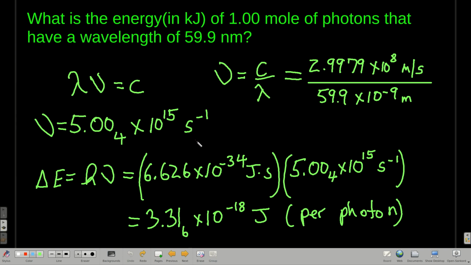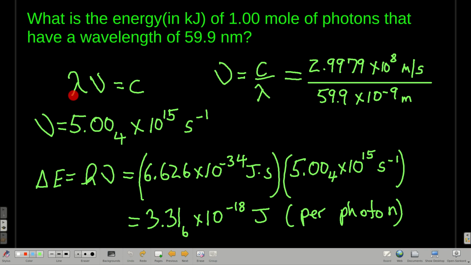So here's an example. We want to find the energy in kilojoules of 1.00 moles of photons that have a wavelength of 59.9 nanometers. We know that these photons are being absorbed or emitted by some system. The energy of a photon is equal to h nu. The change in energy of the system, which is the energy of a photon, is h nu.